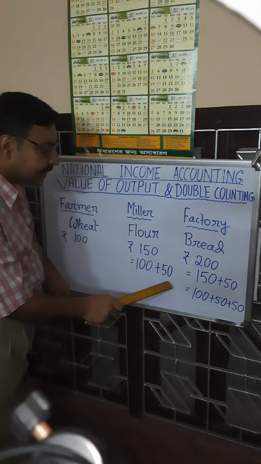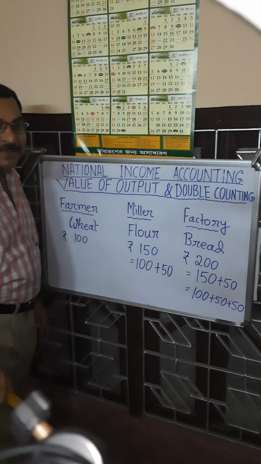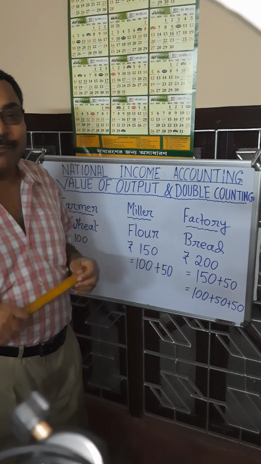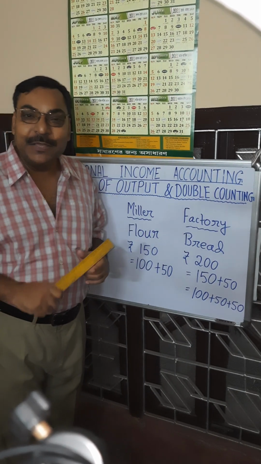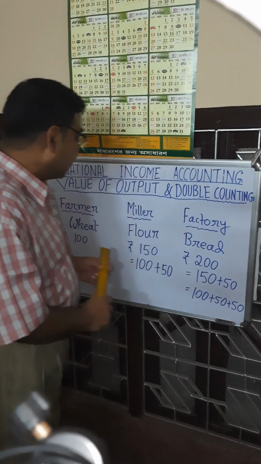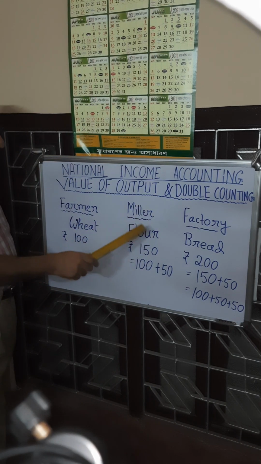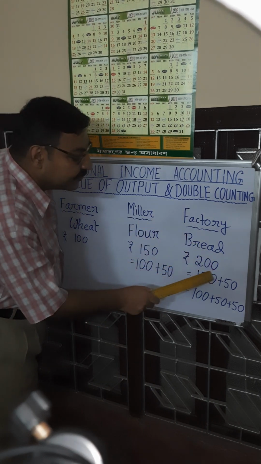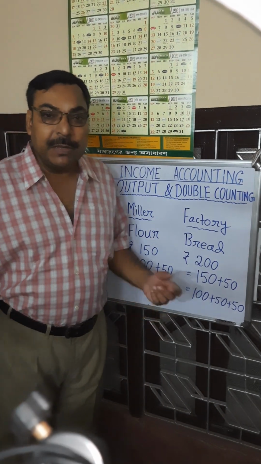Similarly, value added by the miller is 50. Again, value added by miller is taken into consideration. In this way, we are repeatedly counting value of same commodity. This is the problem. This is why we say, don't consider the value of intermediary good. Here, value of intermediary good is wheat and flour because these are sold to another producers. Don't consider value of these 2 intermediary goods. Only consider value of final good 200. Otherwise, there will be a problem of double counting.